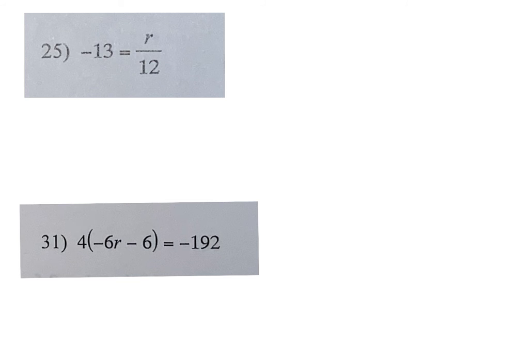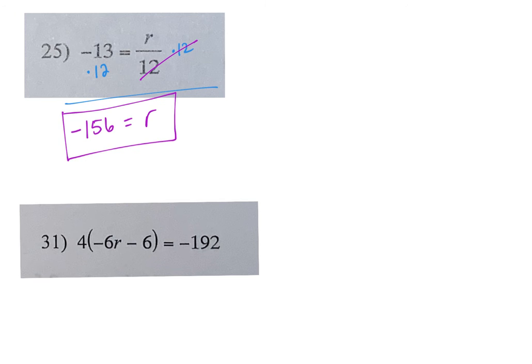What's happening between the r and the 12? Division. So what do we do to get rid of it? Multiplication. That is correct. And again, kind of big numbers here. Negative 13 times positive 12 is going to be negative 156, by the way.